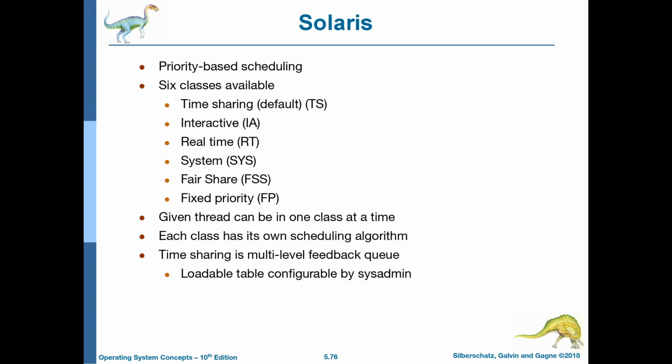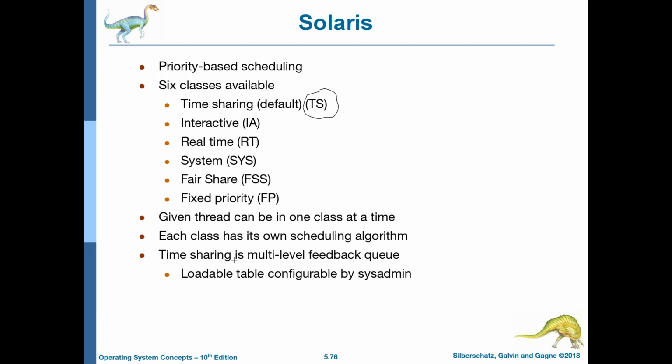So let's talk a little bit about the Solaris operating system scheduler. Again, priority-based scheduling. It has 6 classes. Time sharing, which is what normally everything falls under. You have interactive, real-time, system, fair share, and fixed priority. So, of course, a thread can only be in one class at a time. Each class has its own scheduling algorithm.